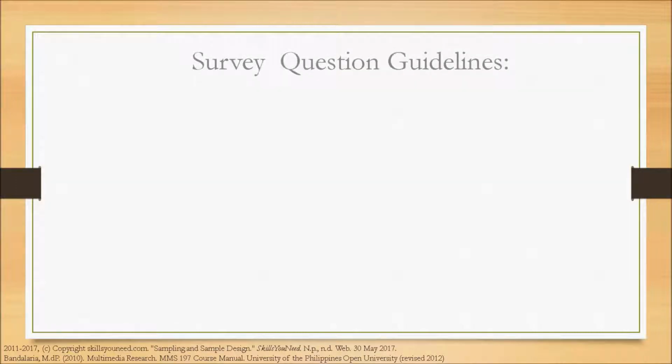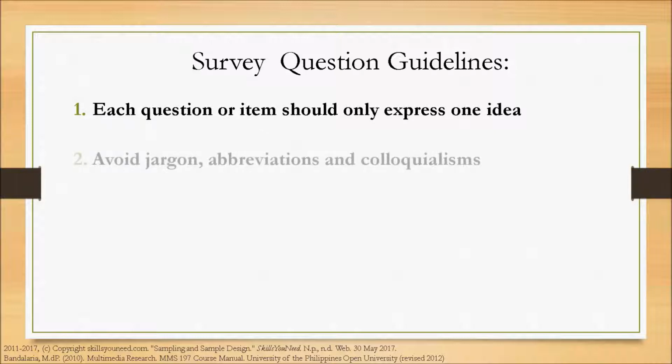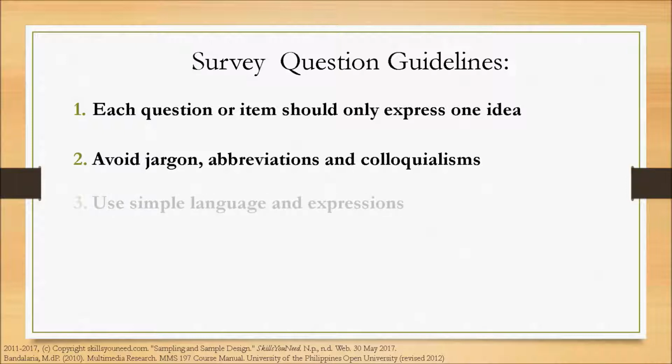Survey question guidelines. Each question or item should only express one idea. It's very easy to overcomplicate. Pare your questions back to make sure that they only cover one idea. If necessary, turn one question into 2. Avoid jargon, abbreviations, and colloquialisms. Use simple language and expressions.